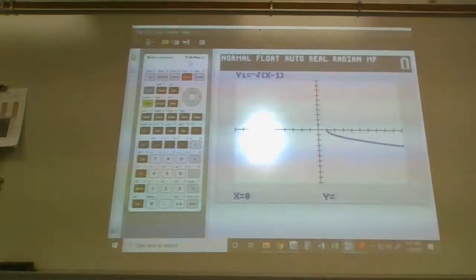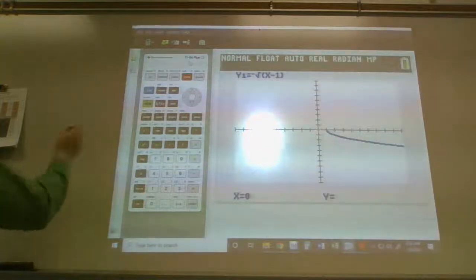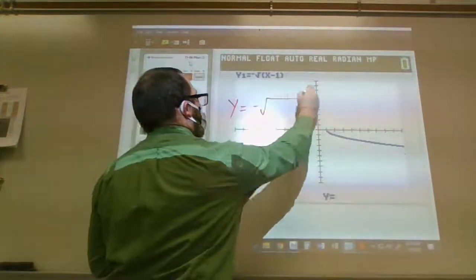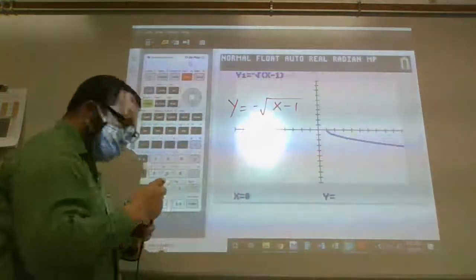Now, what's interesting about this, and I'm going to write this equation on the board. Like I said, be careful, because if it's a negative in the front, you actually have to use the negative button. But inside the square root, you have to use the minus sign for x minus 1. These are very key things you have to know how to do when typing these equations in. Now, this equation is y equals negative square root of x minus 1.